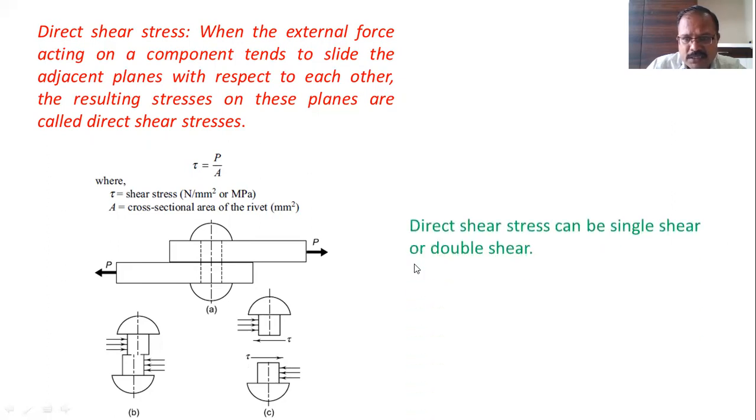Shear stresses can be single shear or double shear. Such type of stress, which is shown in the figure, is single shear. If there is one more plate and the rivet is joining all these three plates together, then there will be two shear planes, and the shear stress induced will be called double shear.